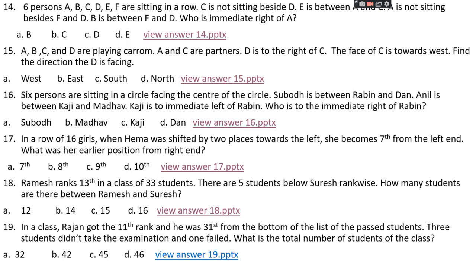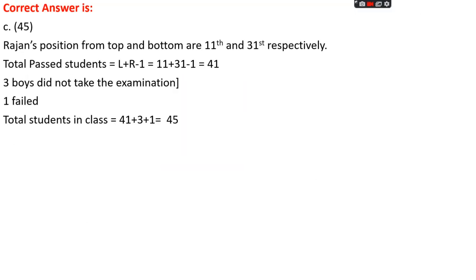The right answer is option C, that is 45. We have the passed students' ranking. Rajan's position from the top among passed students is 11, and from the bottom it is 31st.